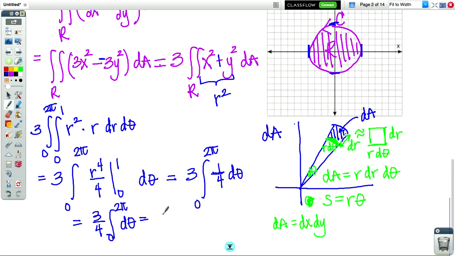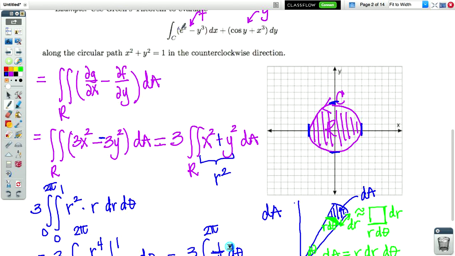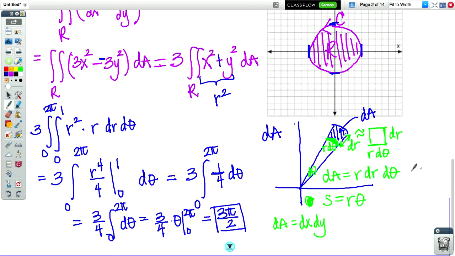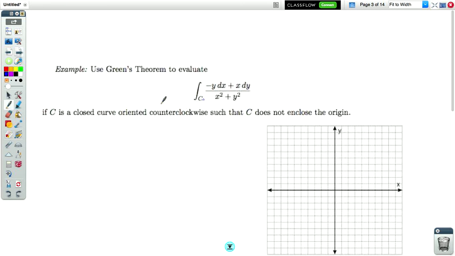And our final answer then is 3/4 times theta, where theta goes from 0 to 2 pi, and that makes our entire final answer 3 pi over 2. For this integral that actually could have been sort of difficult if we first of all integrated this complicated function over a circular path. Using a line integral to do that computation would have probably been a lot more complicated, and once we converted it into a double integral, it became first of all a really simple double integral, and we converted that into polar coordinates and it became a very simple calculation. So that's another way that Green's theorem works for us.